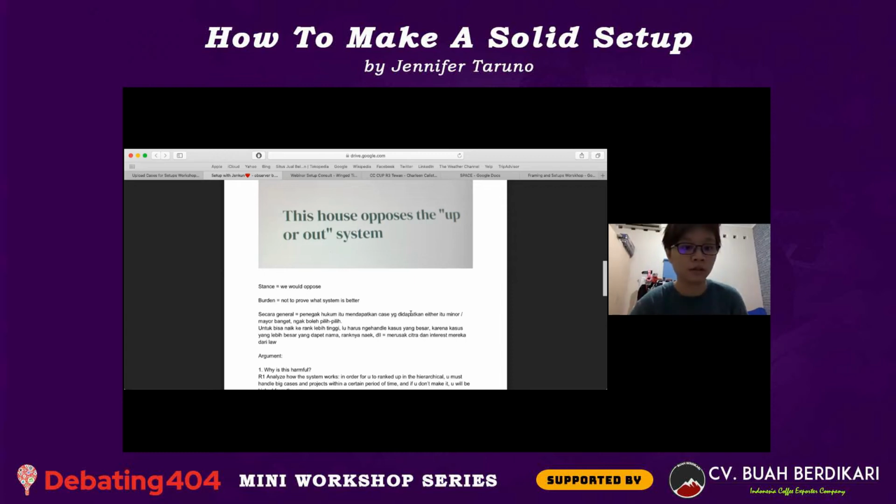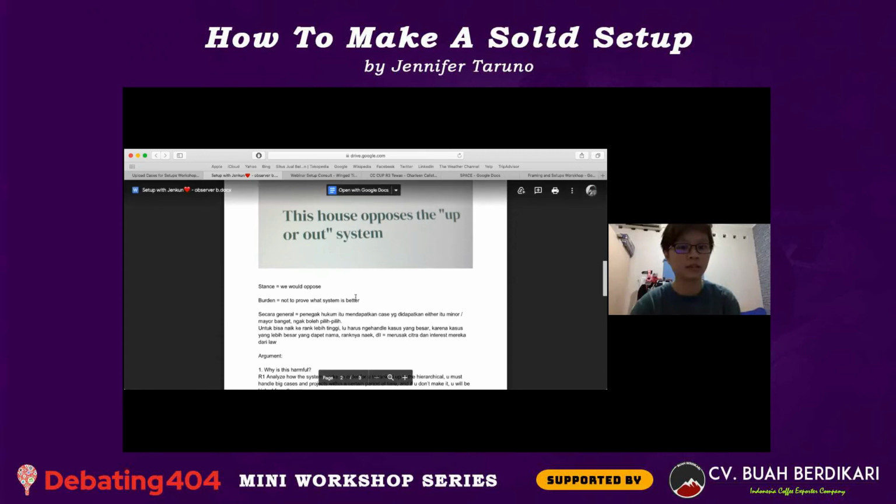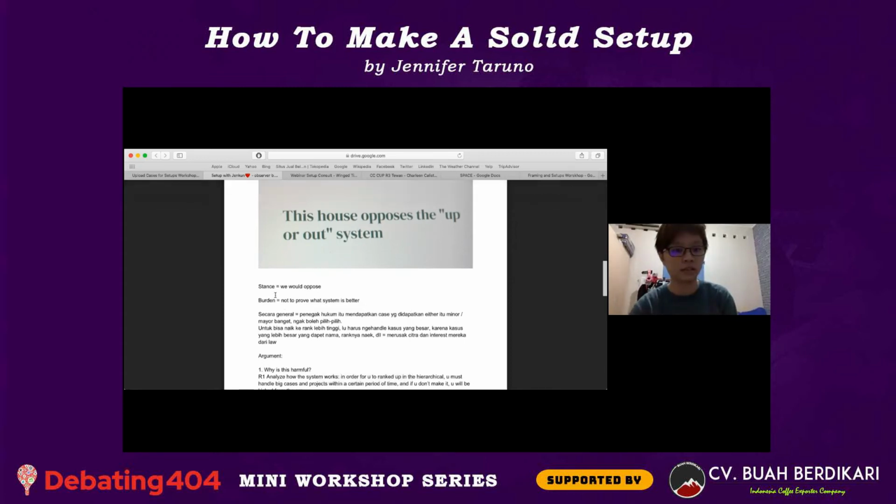I think the burden, I think this is quite false when you say it's not to prove what system is better. If you are in this house opposes motion, you do have the burden to prove a counterfactual. What is going to be the counterfactual if there is no up or out system, and why that's going to be better? Because otherwise, if you don't prove that it's better, then the up or out system with all its flaws might be the only choice, might be the best choice or the lesser evil. So that's something you have to fix in order to have a better position in the debate, I feel.